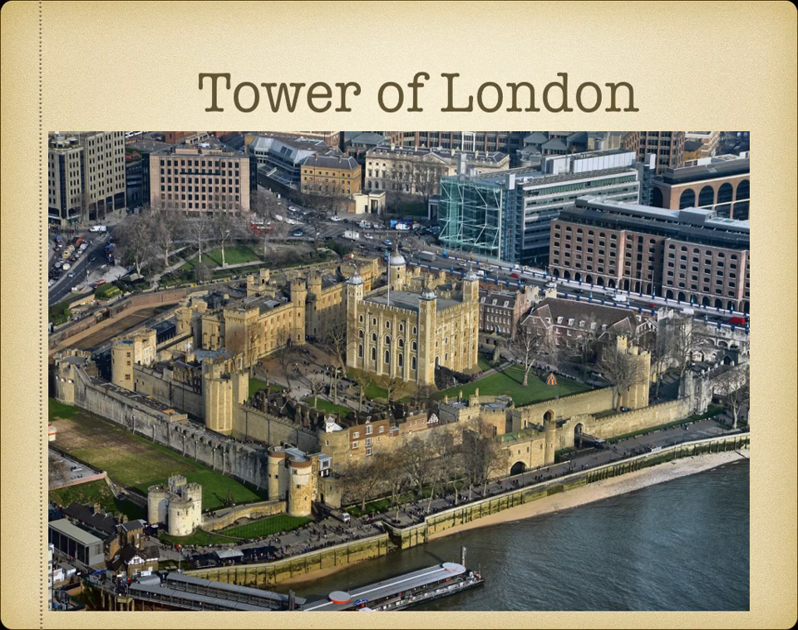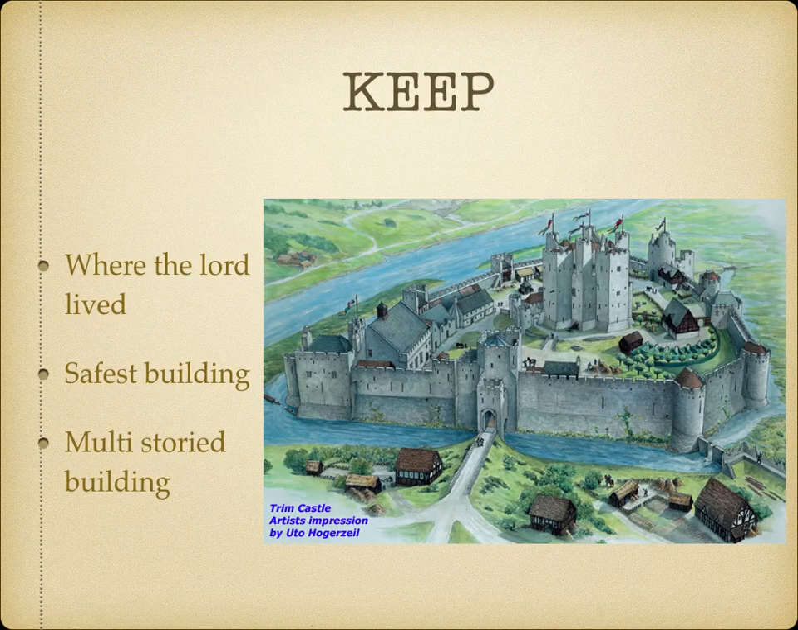A lot of castles shared the same structure. The main building in the castle was known as the keep, which would be the large tower in the middle, the largest building in the castle. This was usually where the lord and the lady lived, because it was the safest place in the castle. It was a multi-storied building with lots of rooms, which we will look at in greater detail in our next video when we take a look at the lives of the lords who lived in these castles.